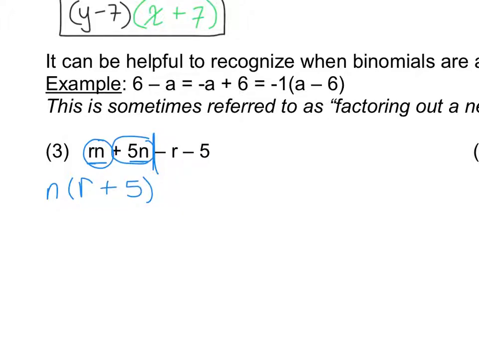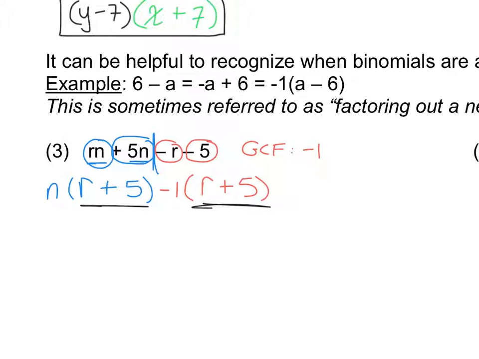Again, I want to have a common binomial after I pull out my GCF. So here, this is a little tricky because I could pull out a GCF of what, 1? But is that going to help? Well, it's never a good idea to take out a 1 because it's not going to advance the cause. If I take out a -1, meaning I divide each of these terms by -1, I would get a positive r and a positive 5. That allows these two guys to match up.